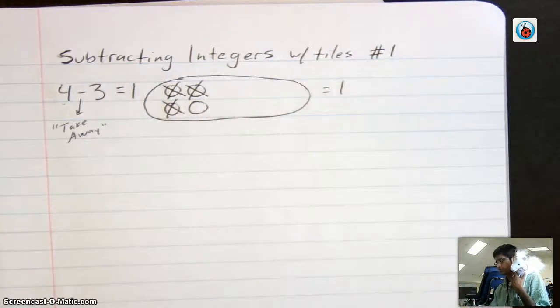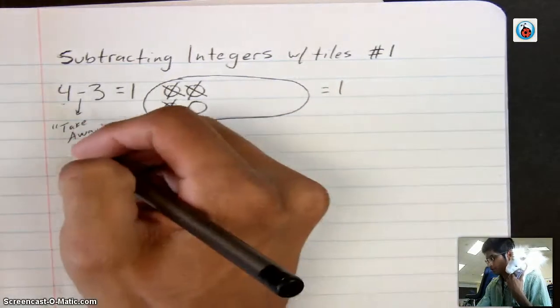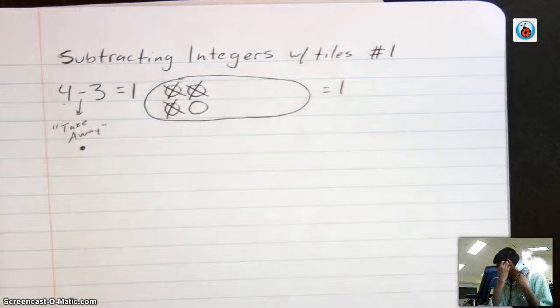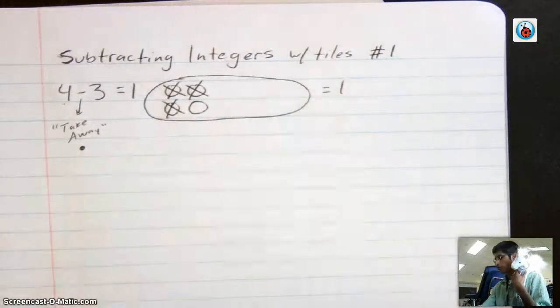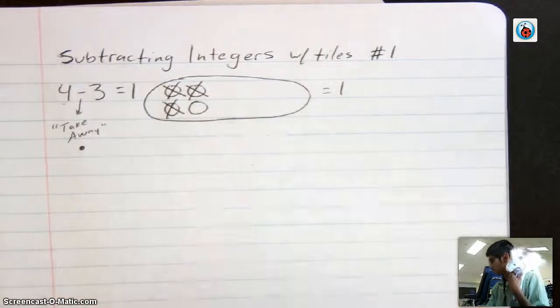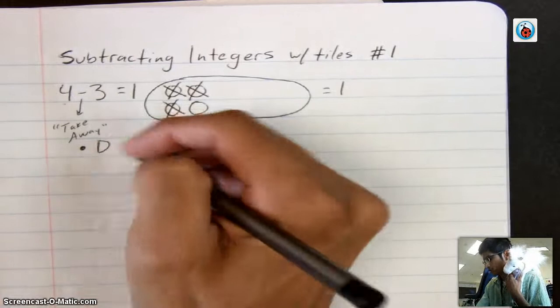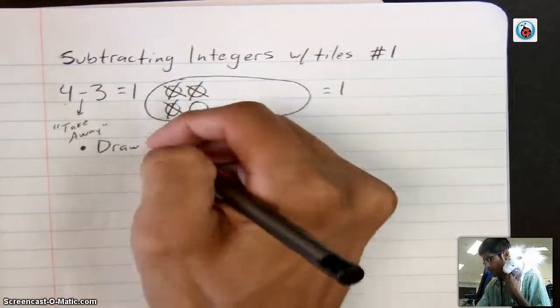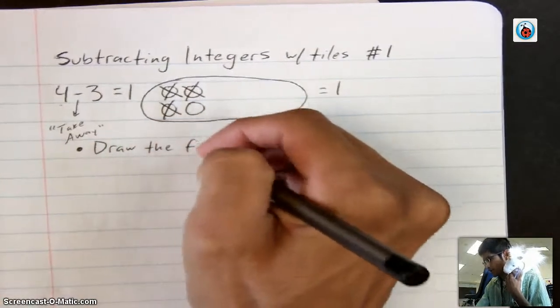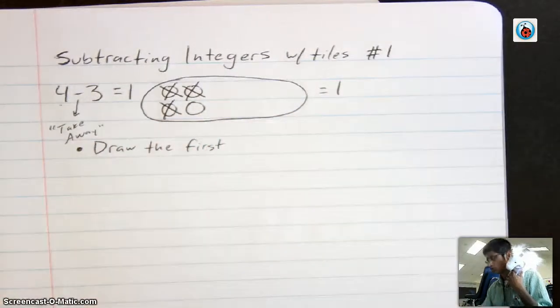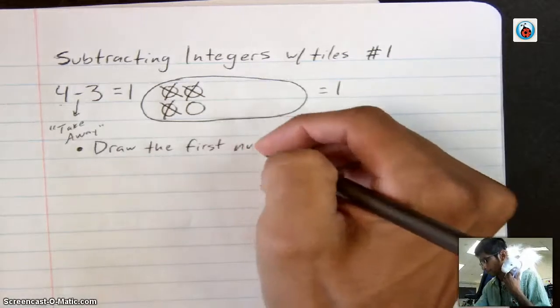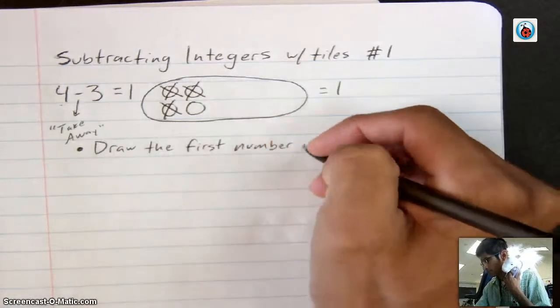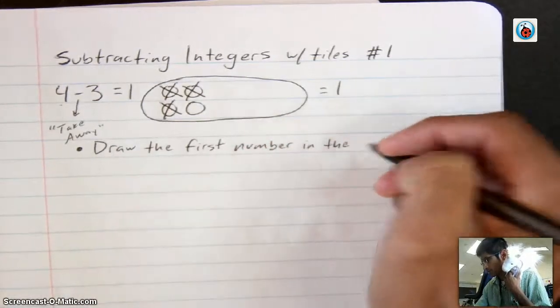Alright, so let's talk about the steps that we did just now. So what was the very first thing that I did? You drew a circle. Yeah, I drew one big circle to show all of my tiles. And then I'm going to draw the first number in the equation. So draw the first number in the equation.